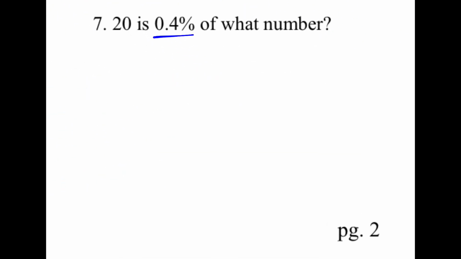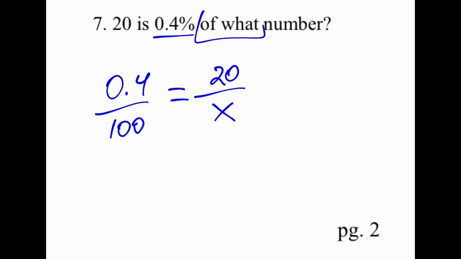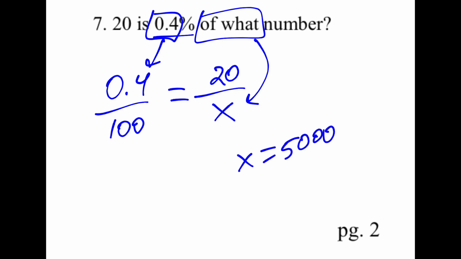20 is 0.4% of what number? Notice of what? That's going to put x on bottom. Remember to put in 0.4 as 0.4 over 100. And this is going to be x is equal to 5,000.